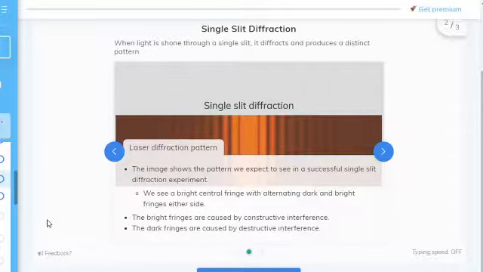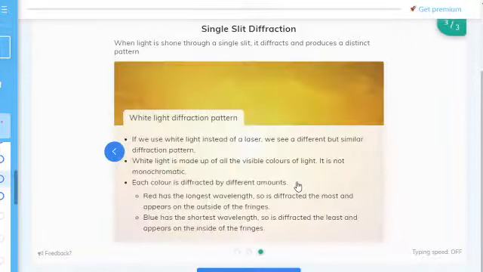The image shows the pattern that we expect to see in a successful single slit diffraction experiment. We see a bright central fringe with alternating dark and bright fringes on either side. The bright fringes are constructive interference, while the dark fringes are destructive interference.